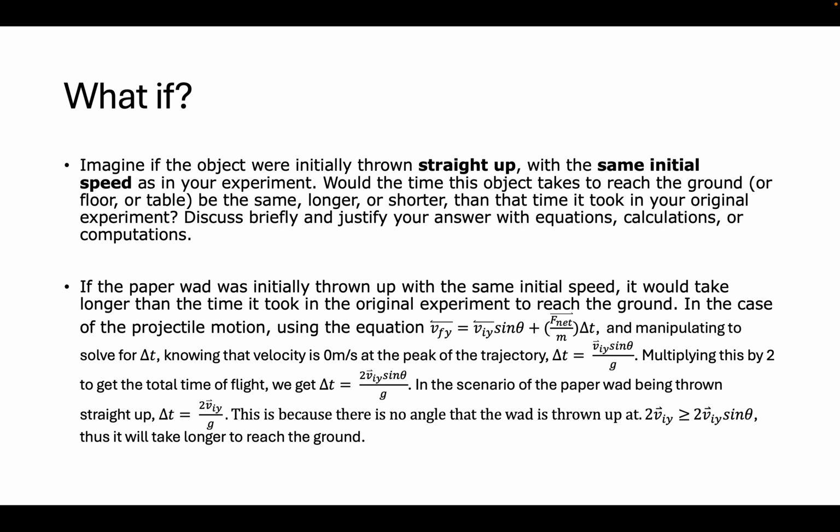So in the scenario of the paper wad being thrown straight up, delta t is 2 v initial y over g. Because there's no angle that the wad is thrown up at, that's why it's 2 v initial y over g. And 2 v initial y over g is always greater than or equal to 2 v initial y sine theta over g, thus it will take longer to reach the ground.